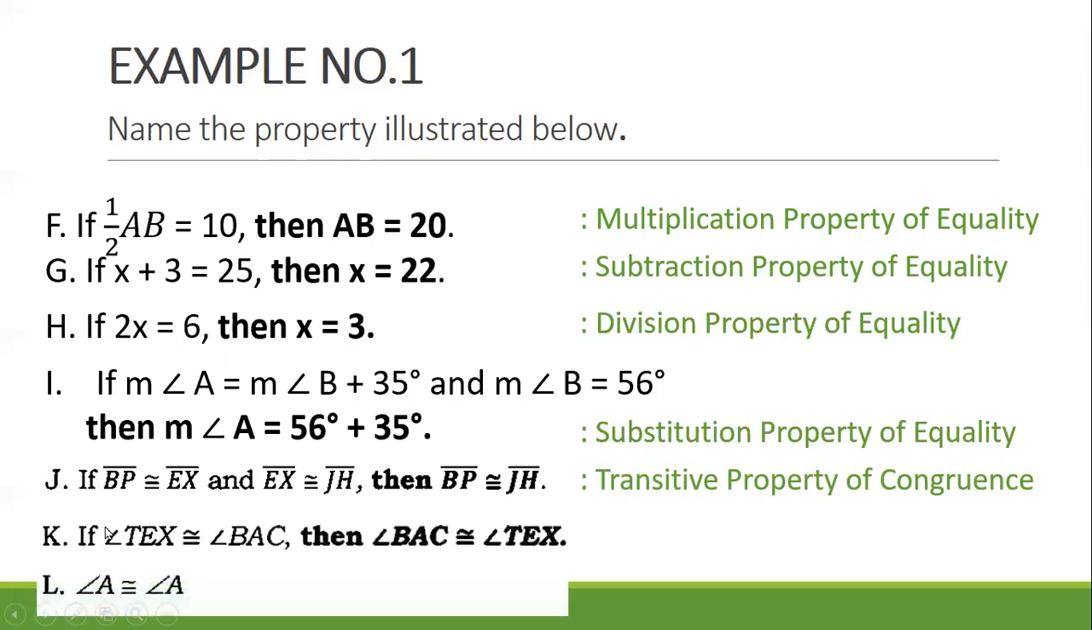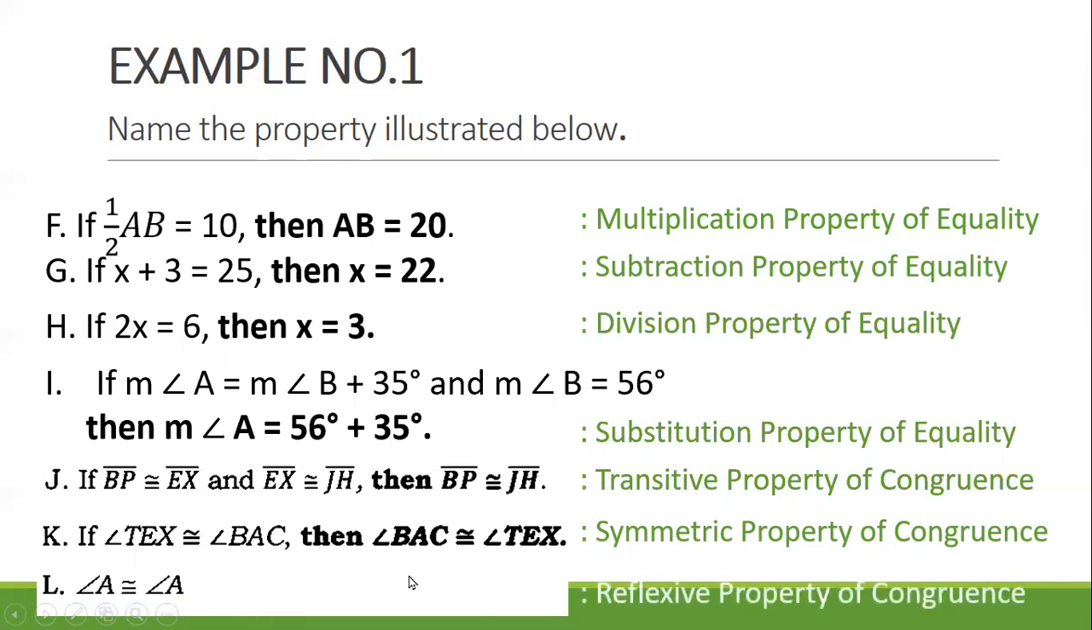Next is letter K. If angle BEX is congruent to angle BAC, then angle BAC is congruent to angle TEX. So we used here the symmetric property of congruence. Lastly is letter L. Angle A is congruent to angle A. This is a reflexive property of congruence.